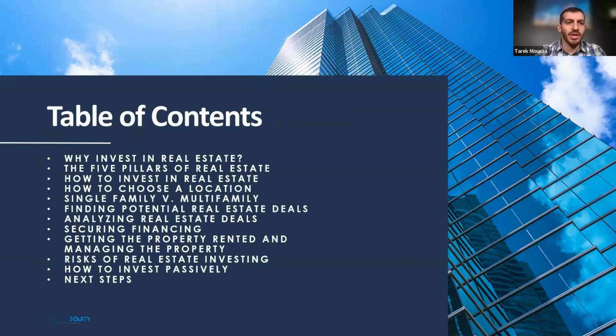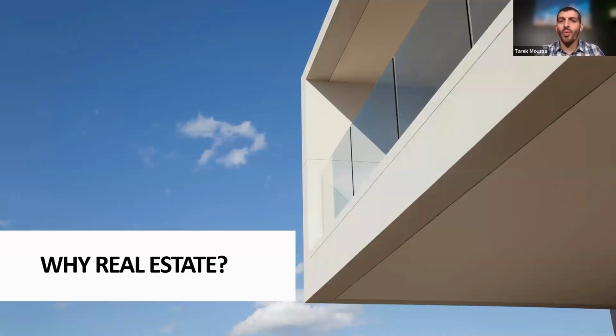We're going to go down the list of why invest in real estate and why we recommend that, what the 5 pillars of real estate are and how we define those, and how to invest in real estate in general. Then how to choose a location, whether to go with single family versus multifamily versus other commercial real estate asset classes, how to find potential real estate deals, and ultimately analyzing the deals, securing the financing, getting those properties rented, and the operational piece of the deal. And then finally, how to invest passively if that's something you want to do, and what steps to take from that point on. So first and foremost, why real estate?